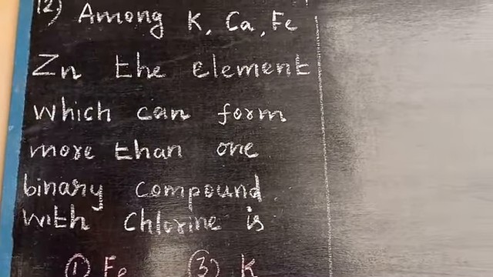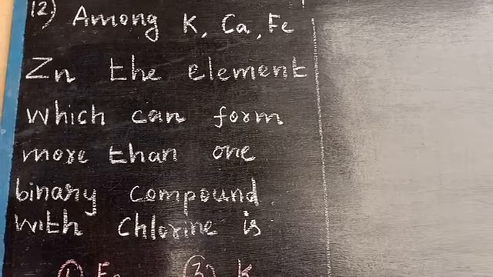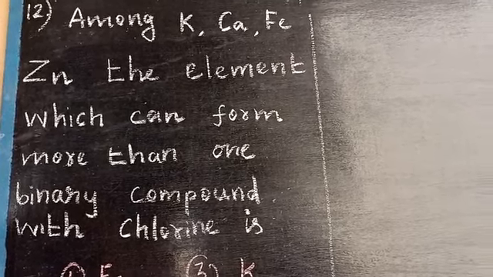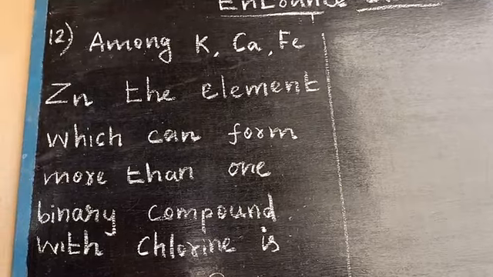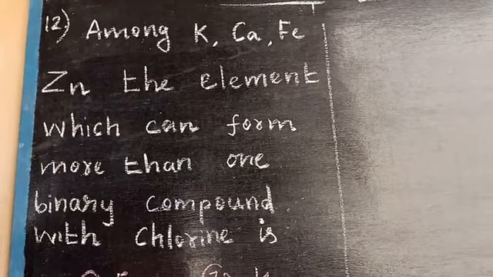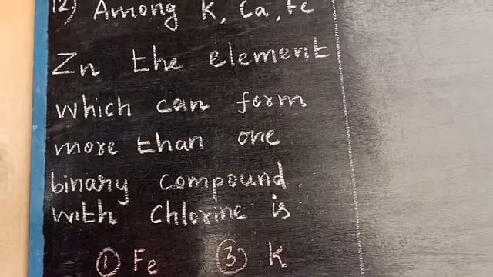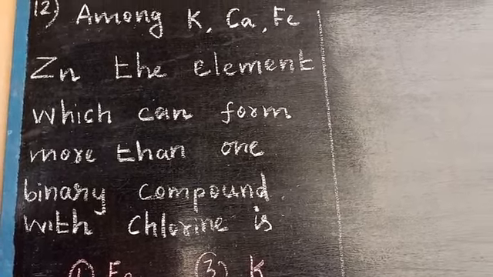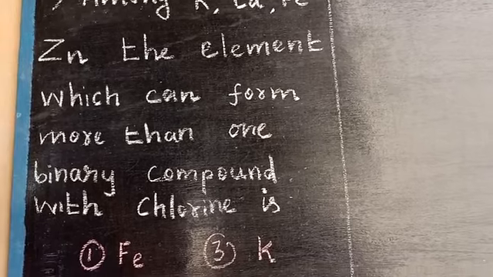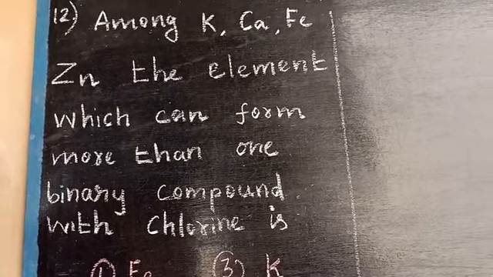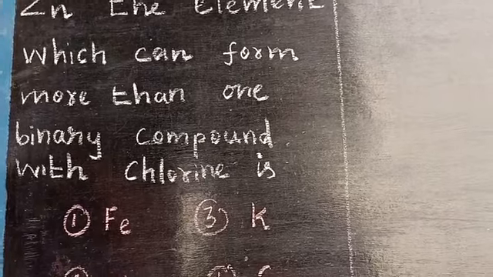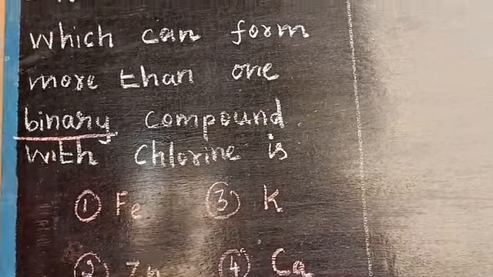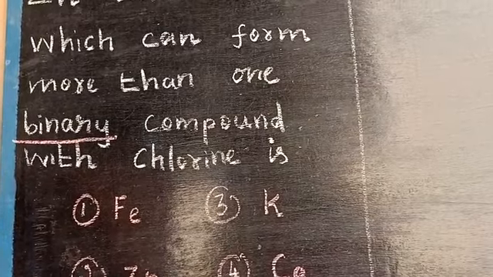Next question: among potassium, calcium, iron and zinc, which element can form more than one binary compound with chlorine? Once again, among potassium, calcium, iron and zinc, the element which can form more than one binary compound. Binary means that it is made of two elements. Okay, it exists in two formulas.